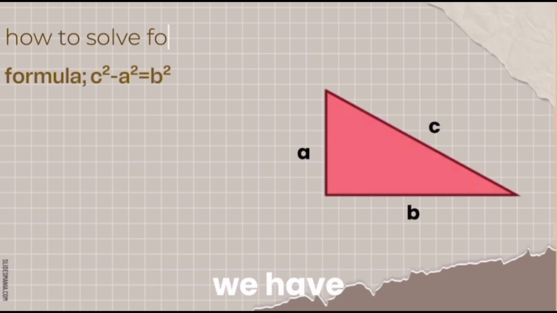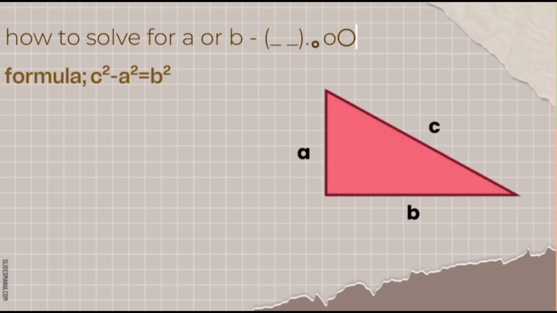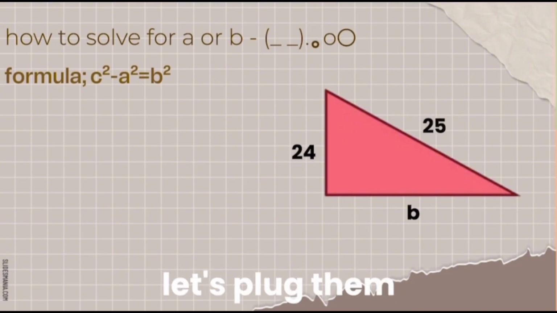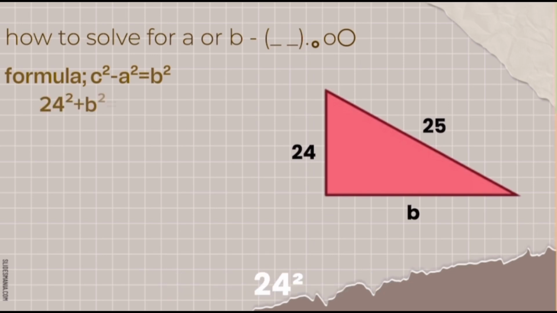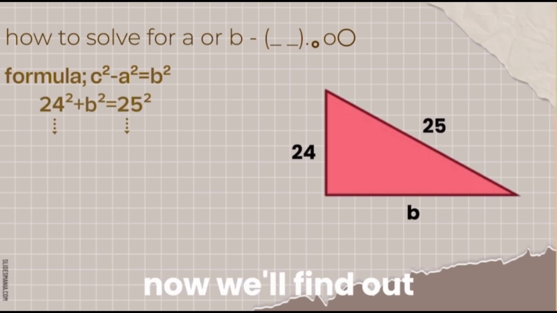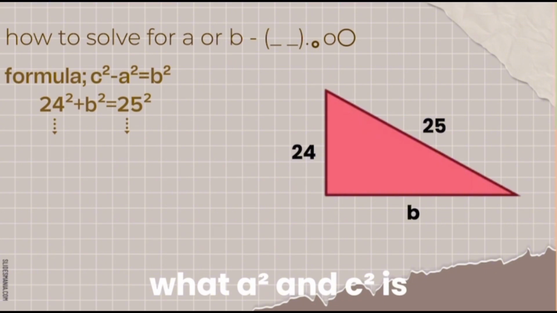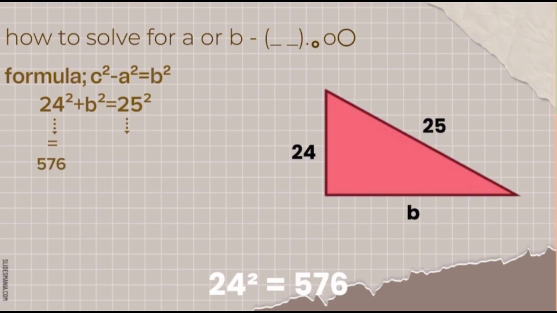In this problem, we have c and a. We will find the missing leg of the triangle, which is b. In this problem, a equals 24 and c equals 25. Let's plug them into the equation. 24 squared plus b squared equals 25 squared. Now we'll find out what a and c squared is. A equals 24 squared, and 24 squared equals 576. C equals 25 squared, and 25 squared equals 625.